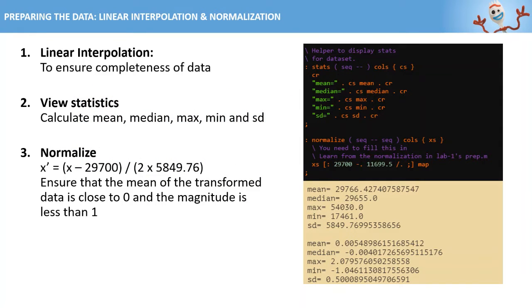So, after understanding the nature of the food that Forky eats, let's start preparing the food and make sure that it is good for Forky. As there are some missing points in the dataset that we have, we first have to do linear interpolation to ensure the completeness of the data. Next, we calculate mean, median, max, minimum, and standard deviation. Using the statistics that we have, we then normalize the dataset as a whole to ensure that the mean of the transformed data is close to 0 and the magnitude is less than 1. Forky needs bite-sized food so that it's easier for him to digest.